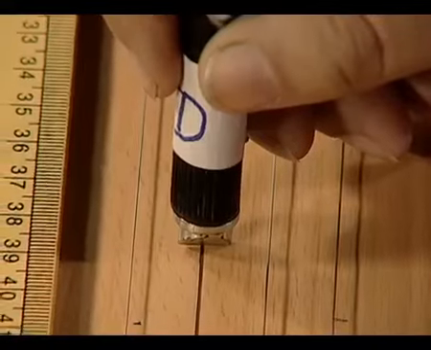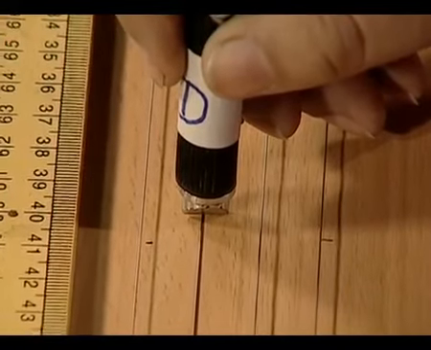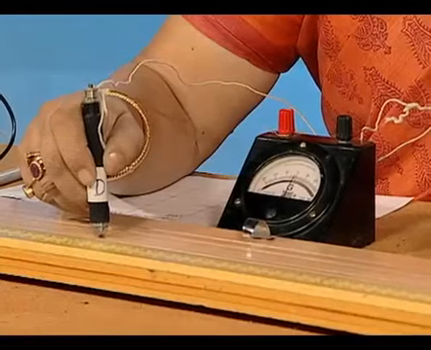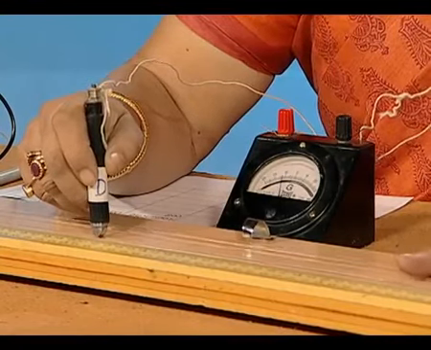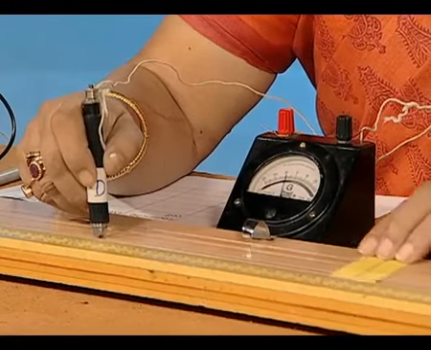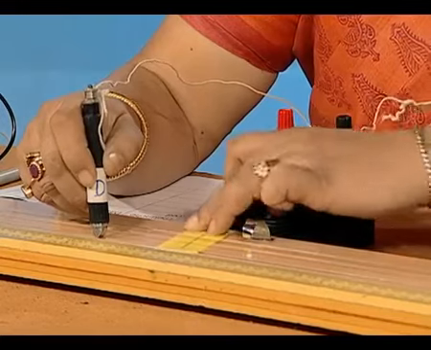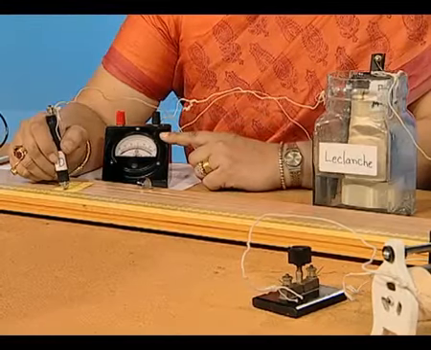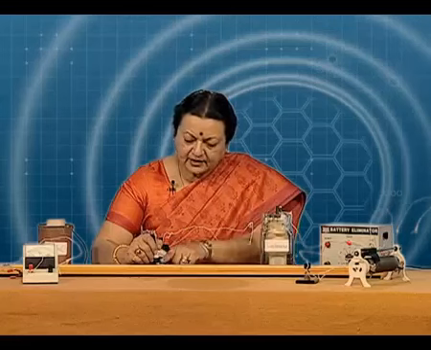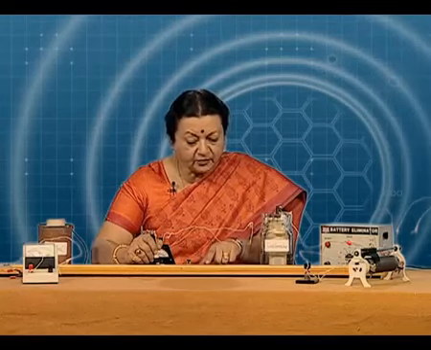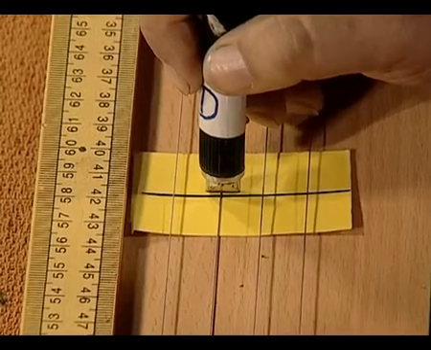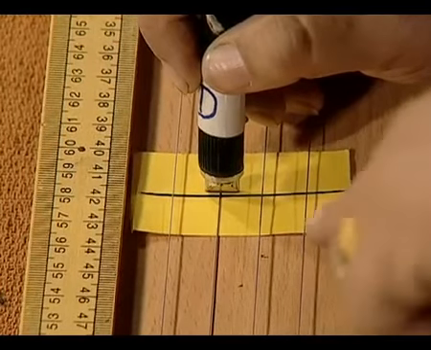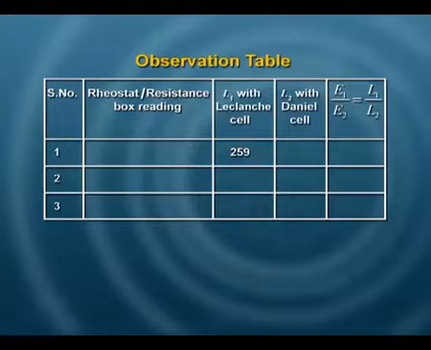Gently go all along this wire, do not press the jockey too hard, bring the little slip so that you can use it to read accurately. Our zero deflection in the galvanometer is coming, on the third wire, as we said, at 259 centimeters.